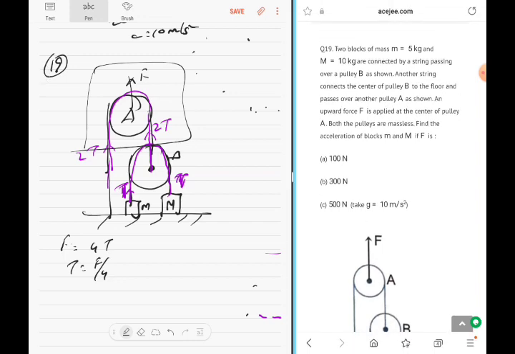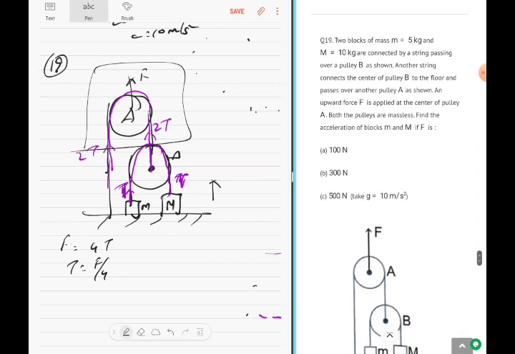Two blocks. Okay, find the acceleration. An upward force F is applied at the center of the pulley A. Both the pulleys are massless. Find the acceleration of the block small m and capital M. You have to find the acceleration of these two. They have given: find the acceleration of the block m and capital M if the force, in the first case, is 100 Newton. Okay, let's do the 100 Newton case.